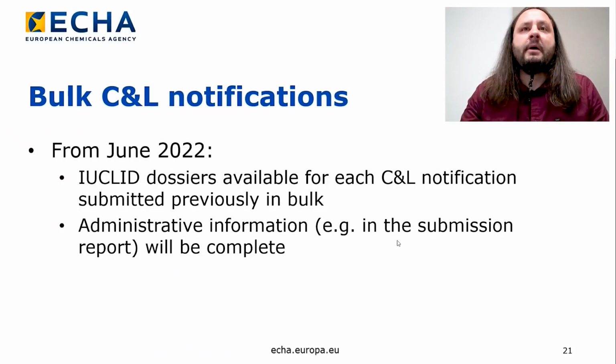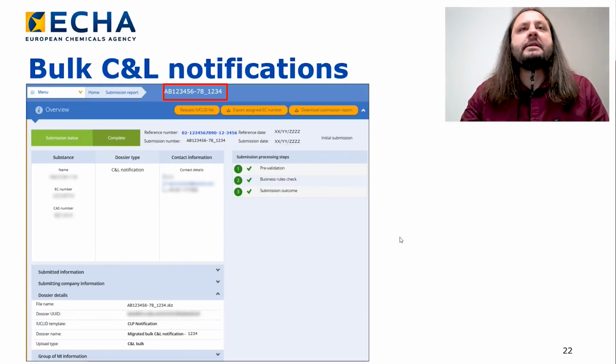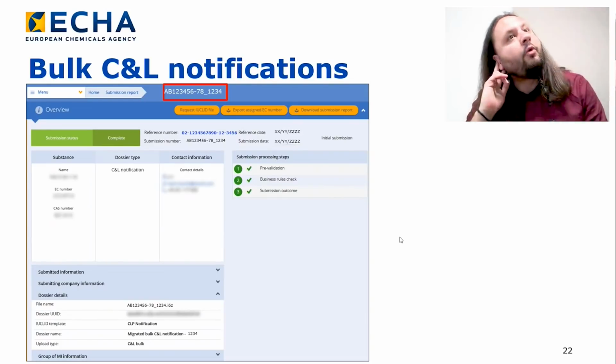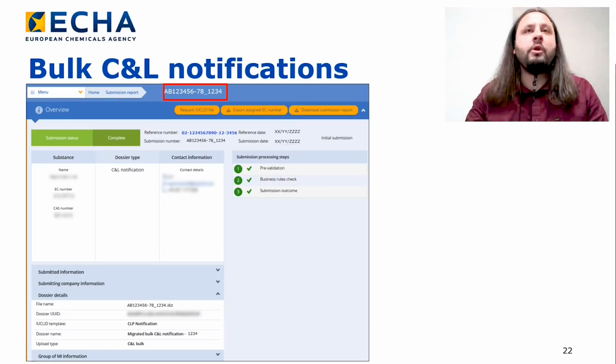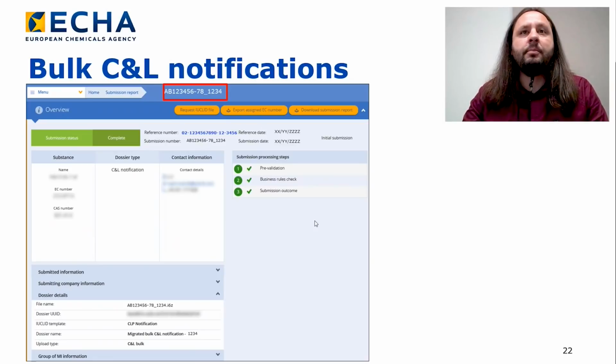What do I mean by that? Here is a screenshot of how the submission report will look from early June for CNL notifications that were submitted in bulk in the past. You can see that all the relevant information is here, and you can also request that Euclid file that we have created for you.